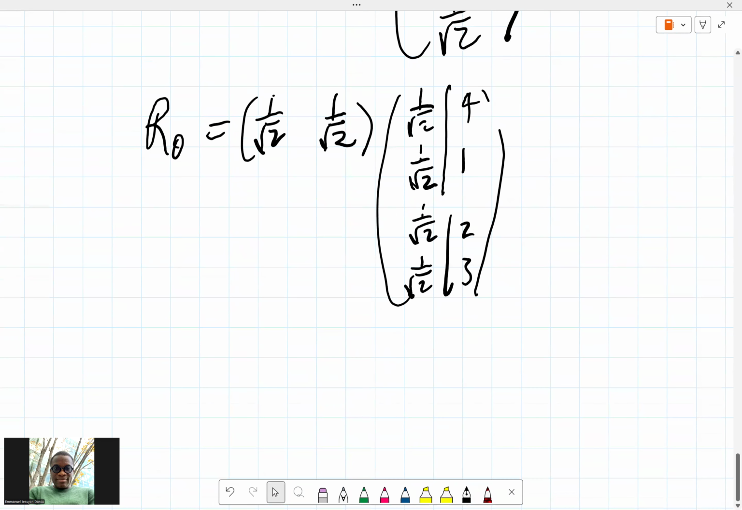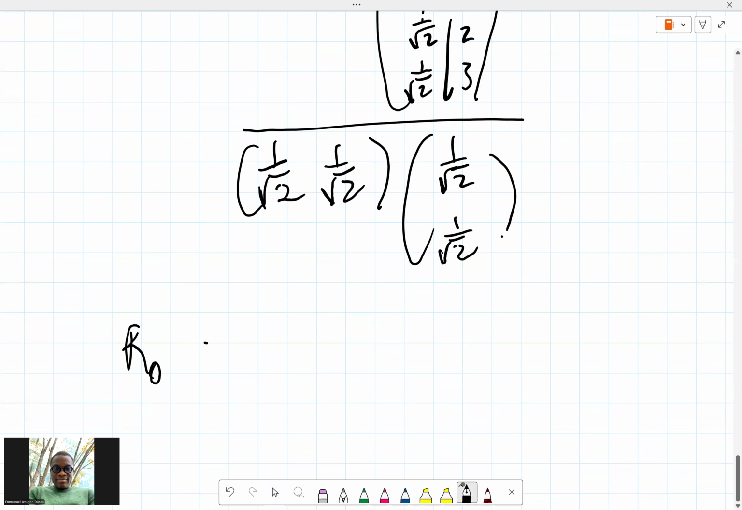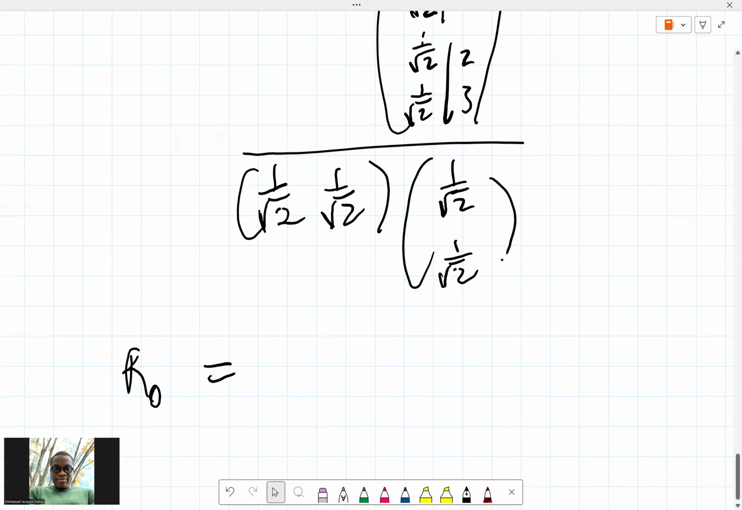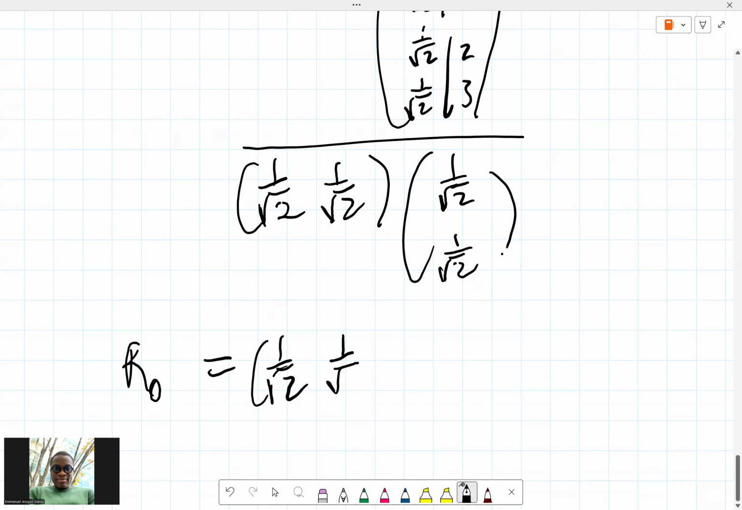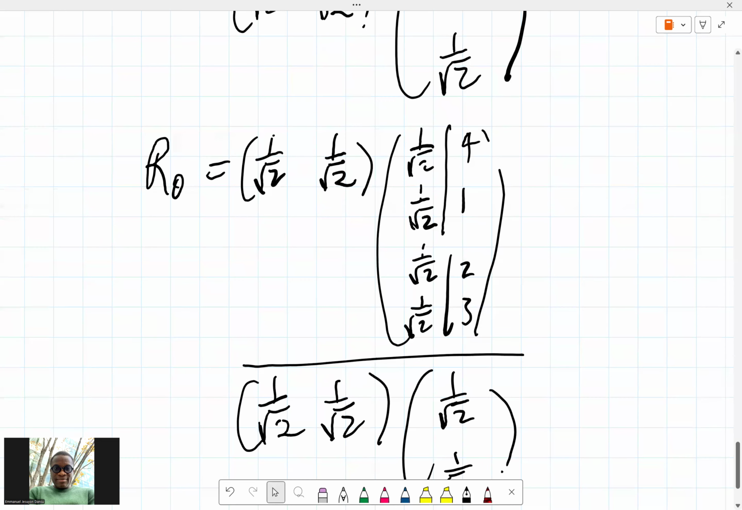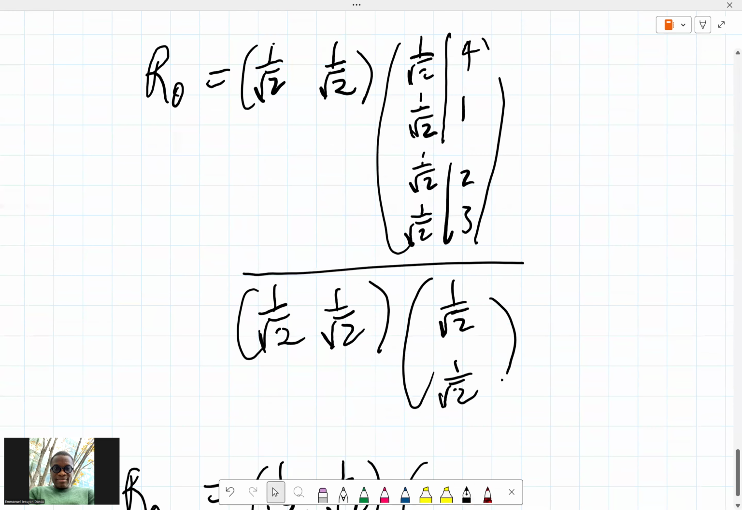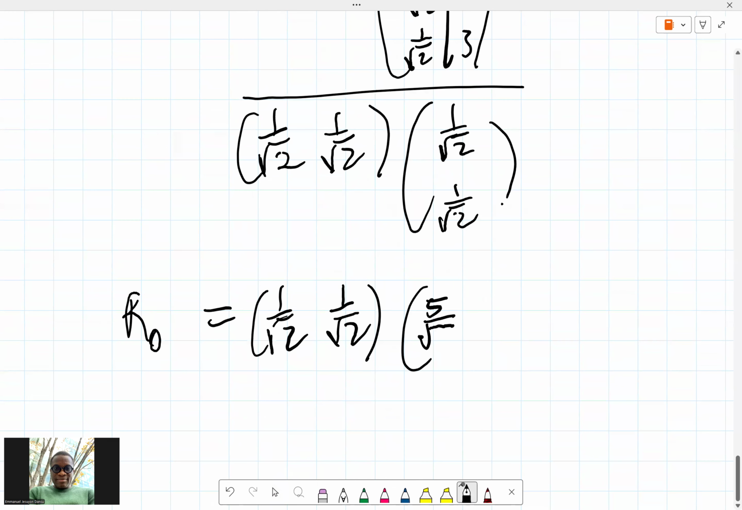Then down here, we still maintain this 1 over root 2, 1 over root 2 into 1 over root 2, 1 over root 2, so that now R0 is equal to, we have 1 over root 2, 1 over root 2 into, if you can do this straight, fine. So this is 4 over root 2 plus 1 over root 2. That is 5 over root 2, if we add the two together. So this is 5 over root 2.